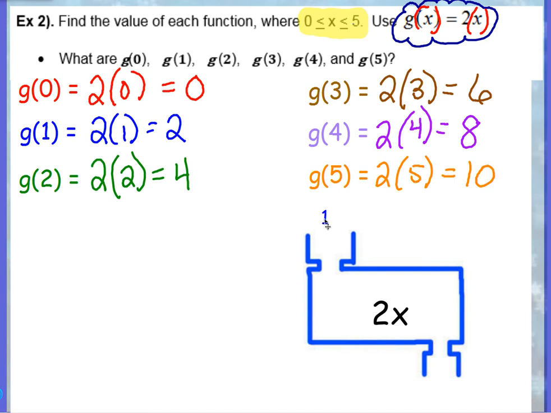Let's check all of our inputs using our function machine. So in goes 1, out comes 2. In goes 2, it follows the rule of 2 times x, and out comes 4. In goes 3, travels through, and out comes 6. 4 goes in, and out comes 8. And 5 goes through the machine, and out comes 10. So we got it.